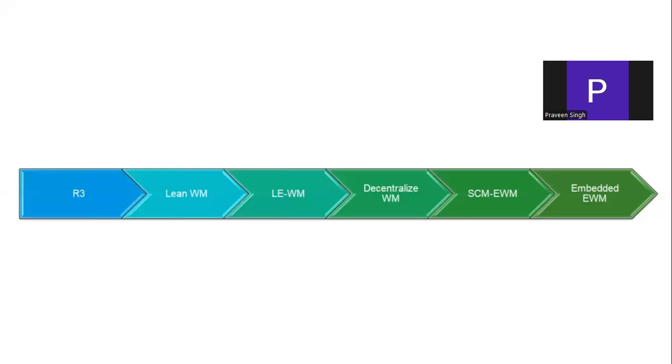SCM embedded warehouse management is a warehouse which is already combined with supply chain management, and is called SCM warehouse management. Next comes the embedded extended warehouse management. This is the current version of extended warehouse management, where everything is embedded into it, so it has so many links. Let's go to the next slide.